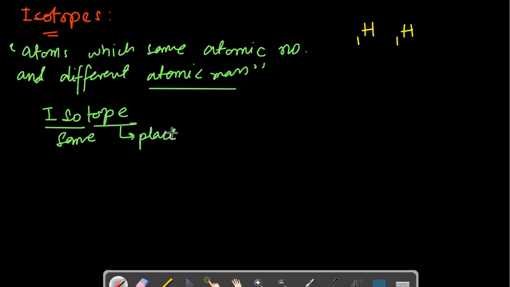Why are they called isotopes? Because these atoms occupy the same place in the periodic table. What is the periodic table, and why do we say isotopes are present in the same place? We'll discuss that under the heading of the periodic table. For now, we are just going to stick with the isotopes.